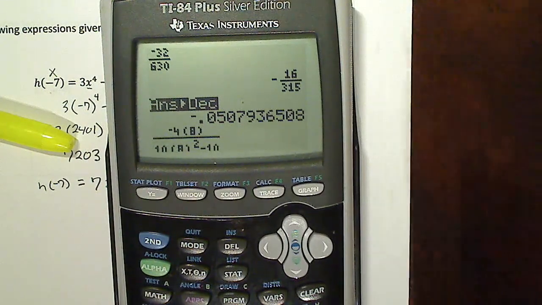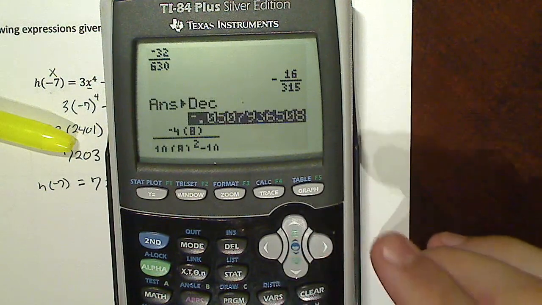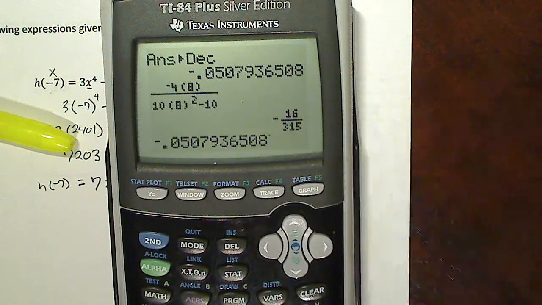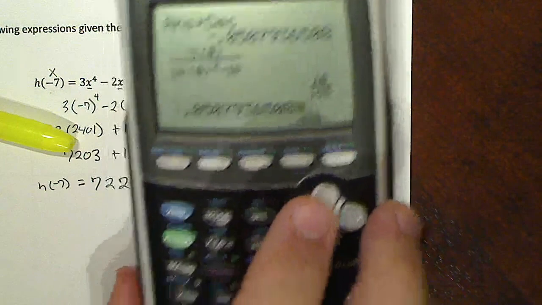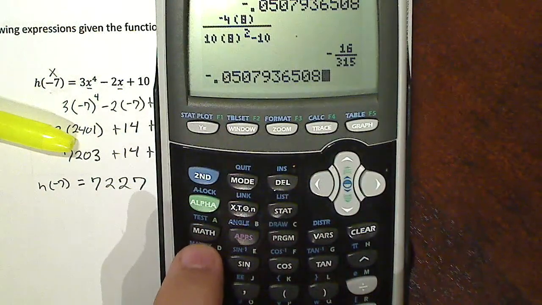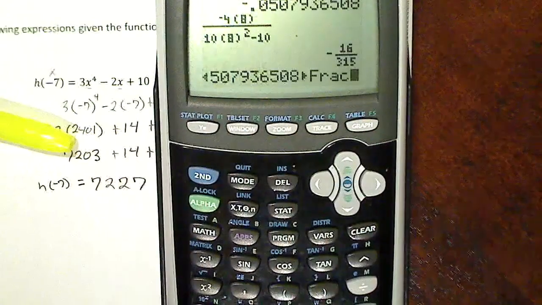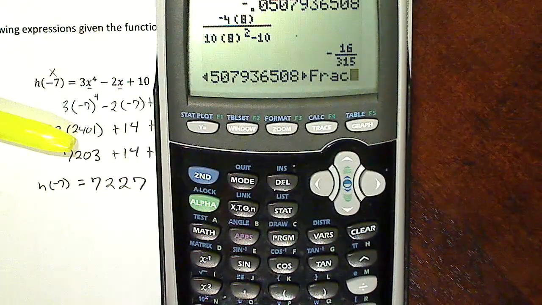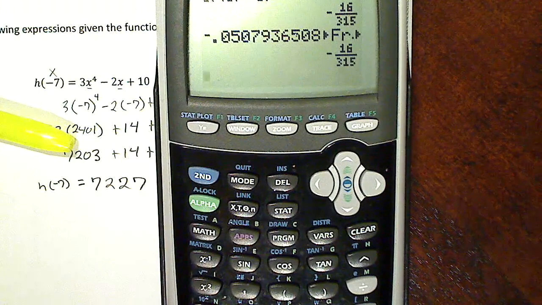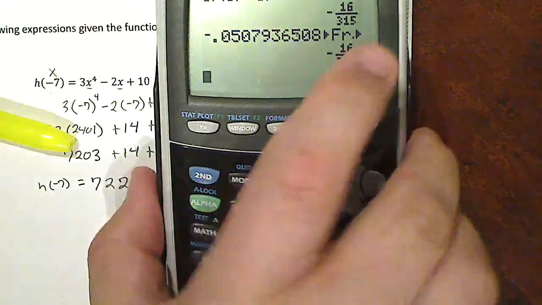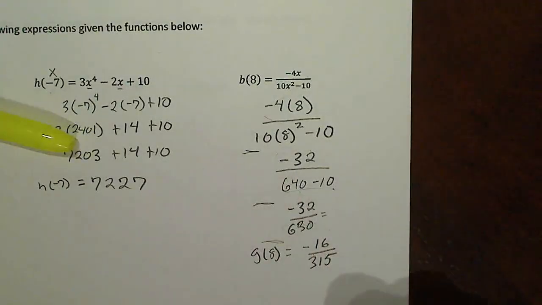Now, if you do get decimals, there is a way to convert it to a fraction by going math. Number one says fraction. And if I hit enter, it converts it into a fraction for me. So it's a nice little trick to know if you're not sure. So there you have it.